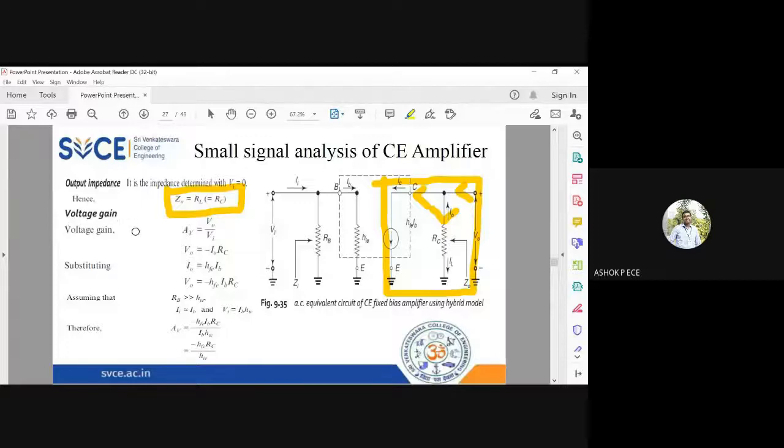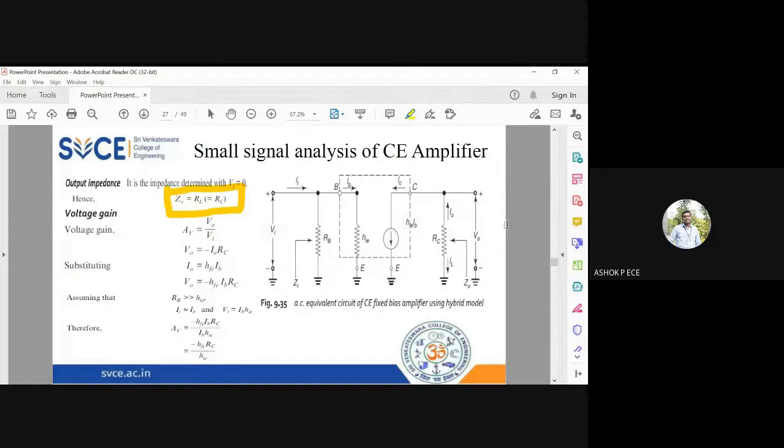Voltage gain AV is equal to V naught by Vi. You know, voltage gain is output voltage by input voltage. Output voltage is V naught, input voltage is Vi. So where do I measure output voltage in my circuit? See the circuit and say, where am I measuring the output voltage?